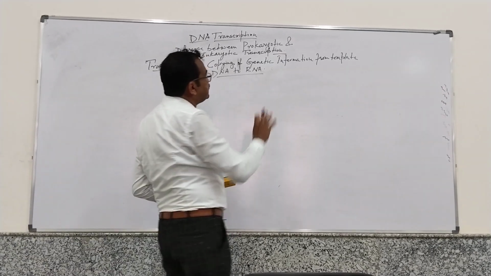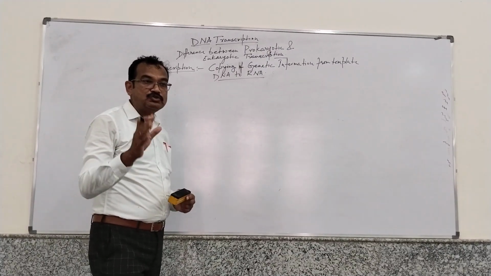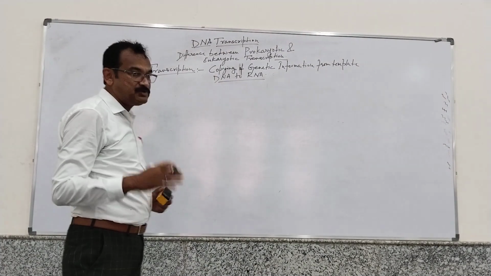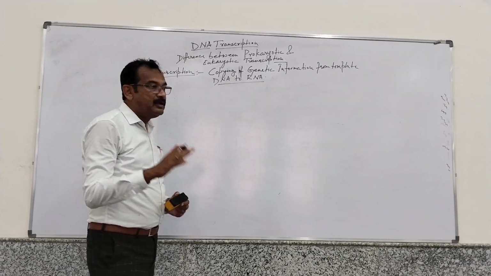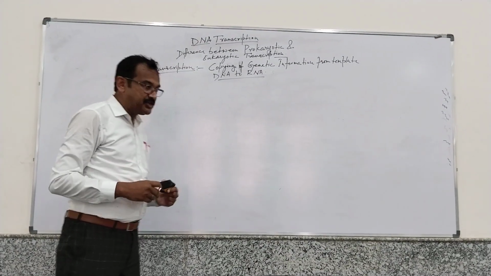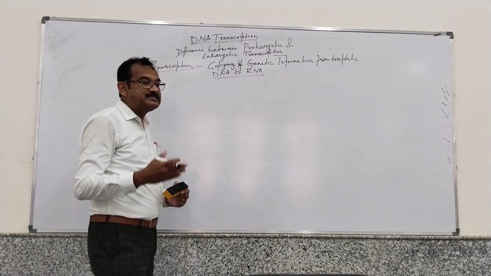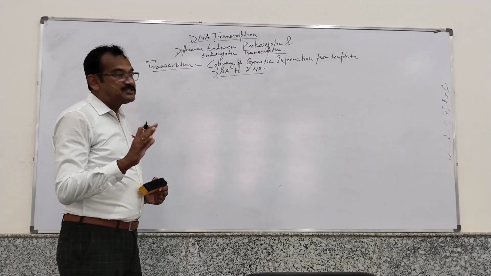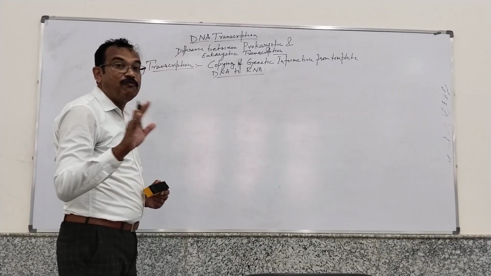Here in this definition, I have already indicated which of the two strands of the DNA is utilized in the process of transcription, which is the template strand. Because you must have gone through DNA replication. In DNA replication, both the strands of the DNA are involved, but in transcription, only one of the strands is.